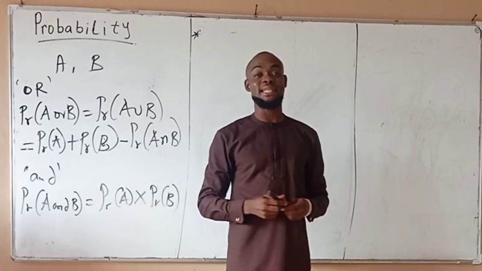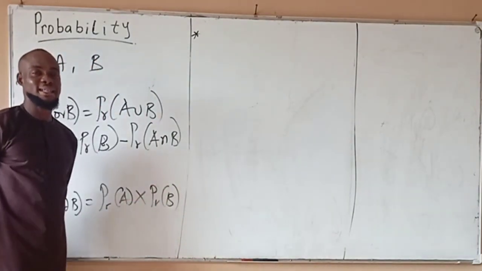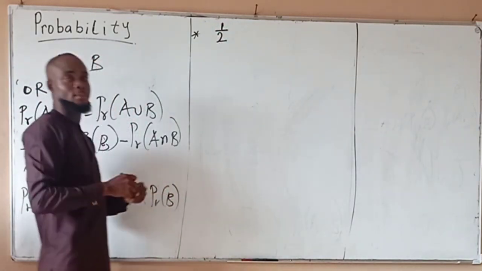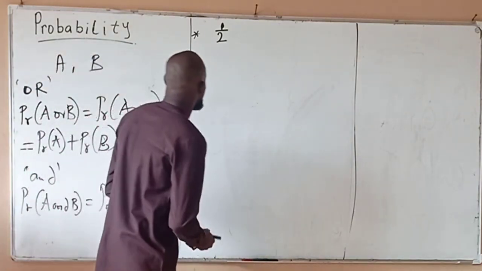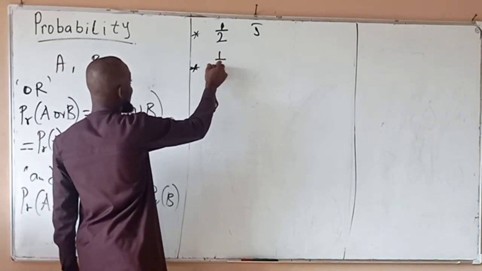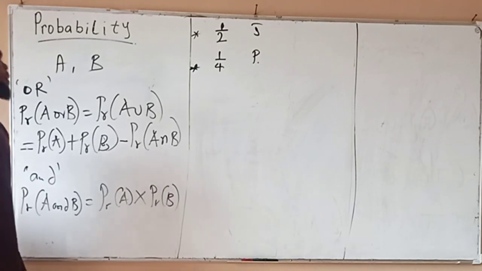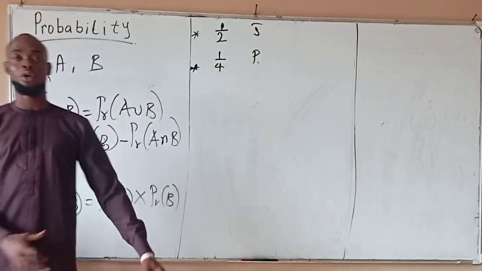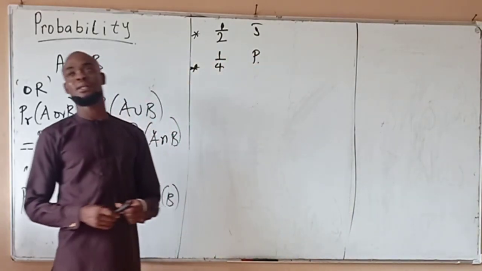The probability of John attending this class is 1/2, while the probability of Peter attending the same class is 1/4. That's for Peter. Calculate the probability of John or Peter attending the class.